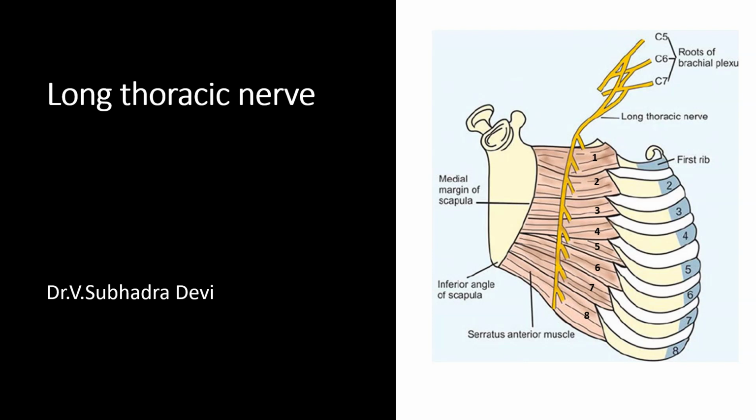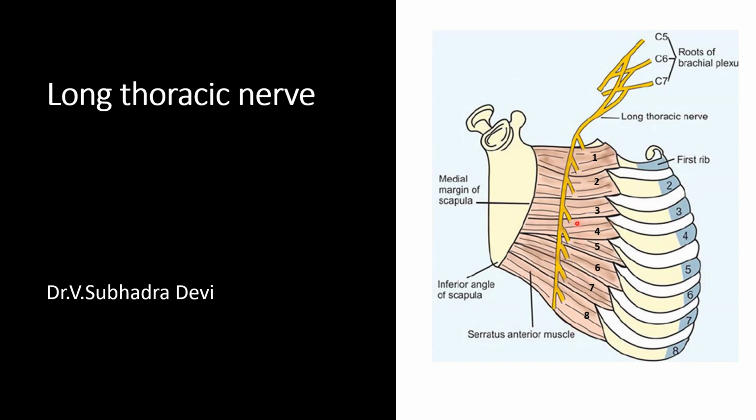Dear friends, now we will discuss the long thoracic nerve. In this picture, you are seeing the scapula, wherein its medial margin and inferior angle you are seeing behind. Then on the front you are seeing the first 8 ribs and their costal cartilages. Then you are seeing 8 digitations of a muscle which is known as the serratus anterior muscle.